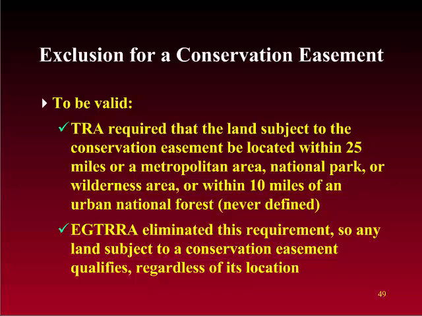To be valid, the Taxpayer Relief Act required that land subject to the conservation easement be located within 25 miles of a metropolitan area, national park, or wilderness area, or within 10 miles of an urban national forest. Now, what was an urban national forest was never defined. EGTRRA, though, eliminated this requirement, so any land subject to a conservation easement qualifies regardless of where it's located.